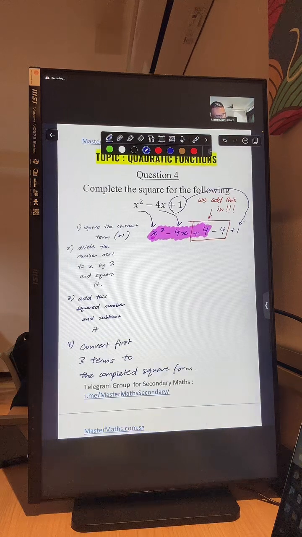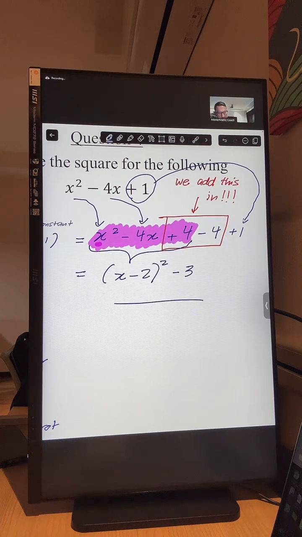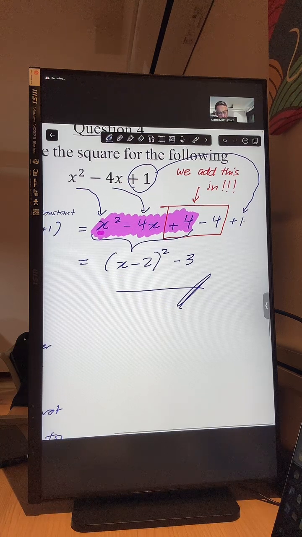So step number 4, what you see here, this is going to be x minus 2 bracket square. So what you see in these three terms here, I can convert it into this, x minus 2 bracket square. But don't forget, we still got our negative 4 and our plus 1 here. So negative 4 and plus 1 will give me negative 3. And this is how you do it.